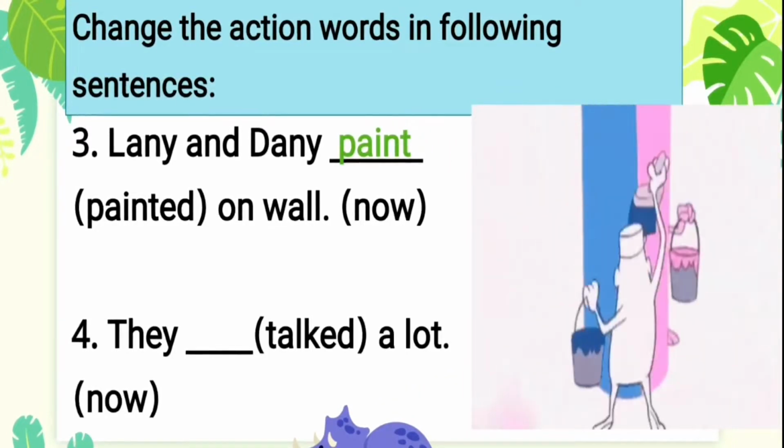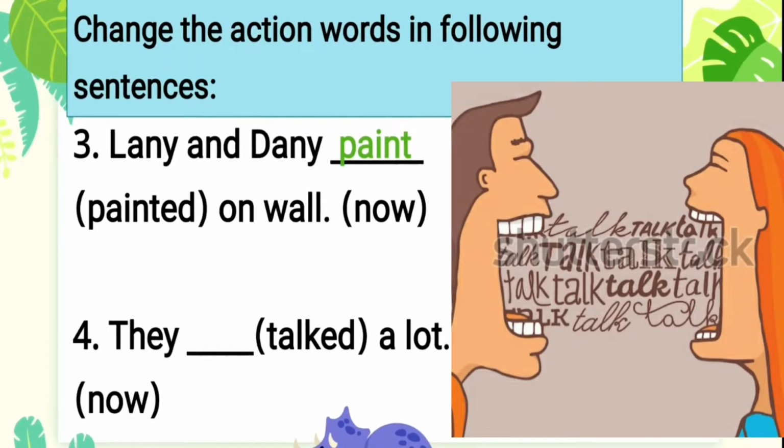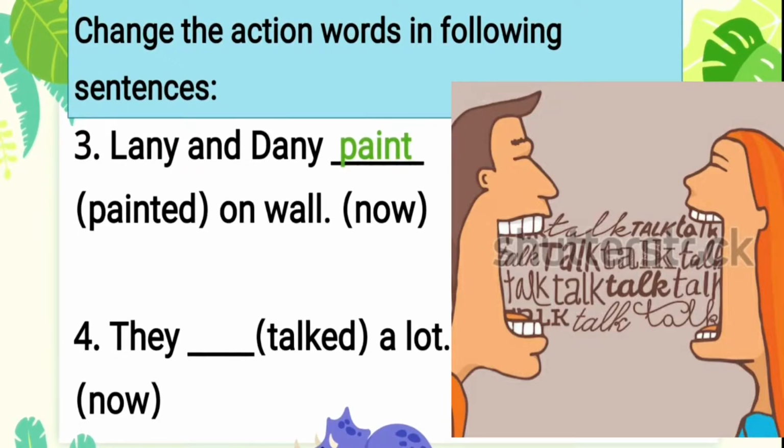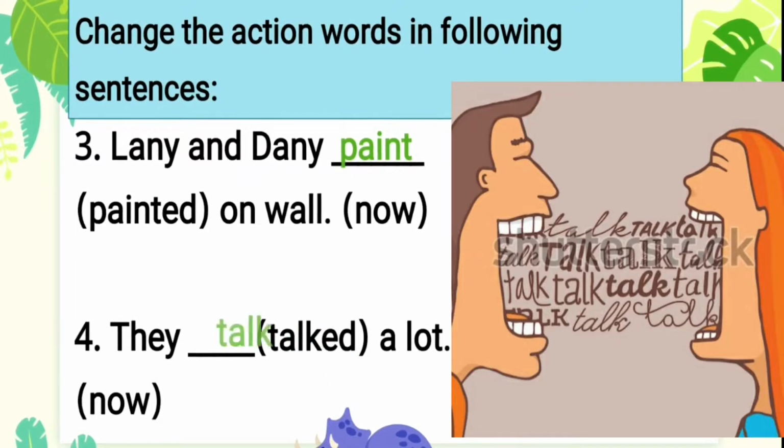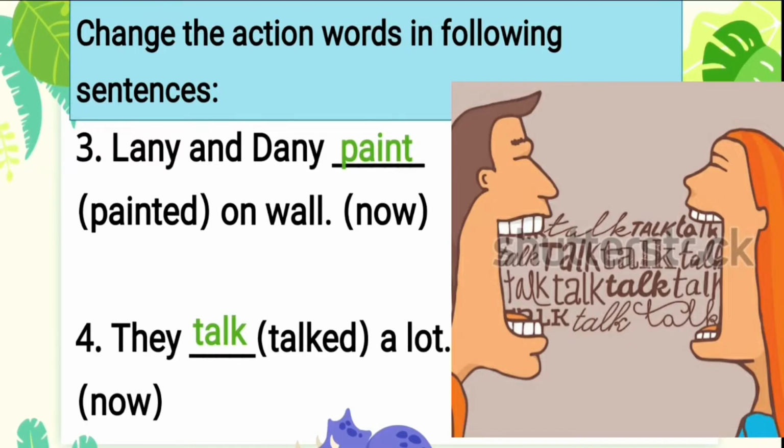And number 4, I'm giving you the option again. Time again. So they talked a lot. So make it now form. 1, 2, 3, 4, 5. Time's up. So it will be talk. You have to cut the ed and write talk. Here you are not allowed to pronounce L, because L is silent here. So it will not be talk with the L sound. It will be talk.